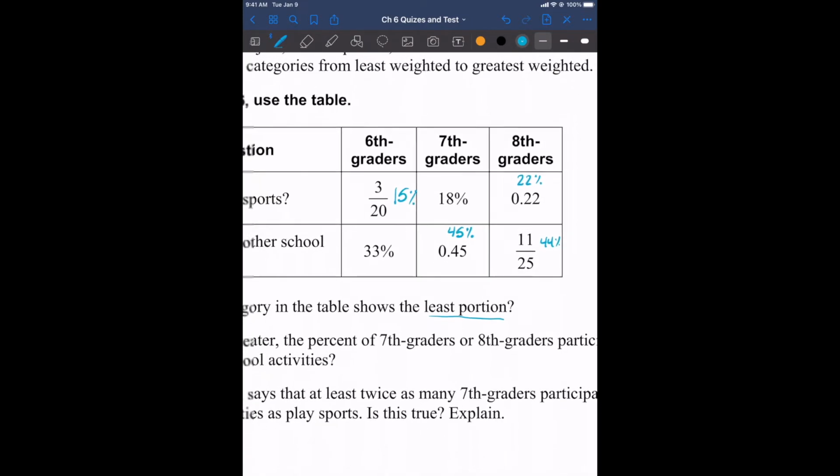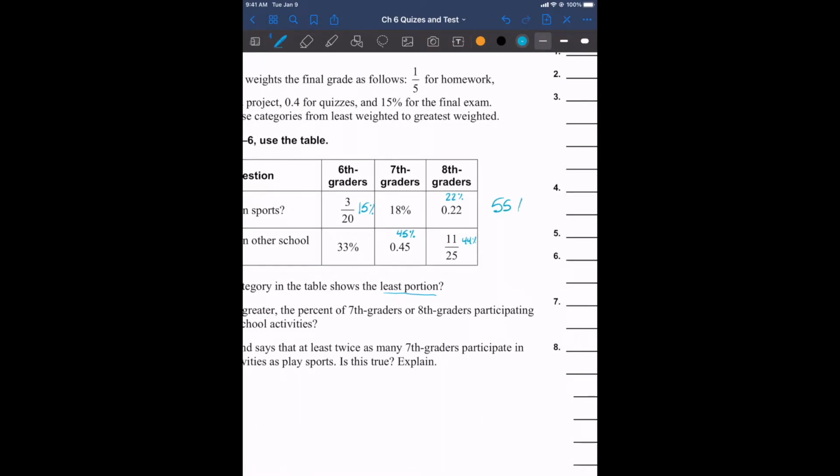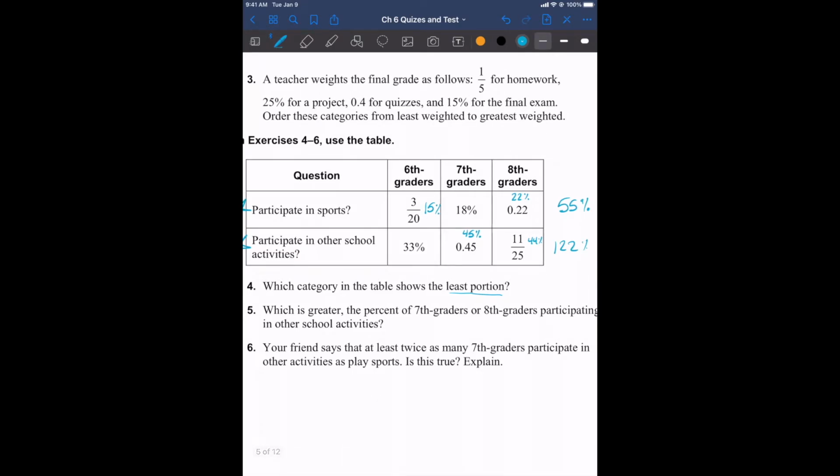Now, they're all percentages. Which category? Remember, this is a category and this is a category. Which category shows the least amount of people altogether? So I'd probably need to add all these up and see which category that was. Okay, grab my calculator. Let's see, we got 15 plus 18 plus 22. That's 55%. Okay, so the next category, I've got 33 plus 45 plus 44, and that's 122. Very clearly, we can tell now which one had the least amount of participation.